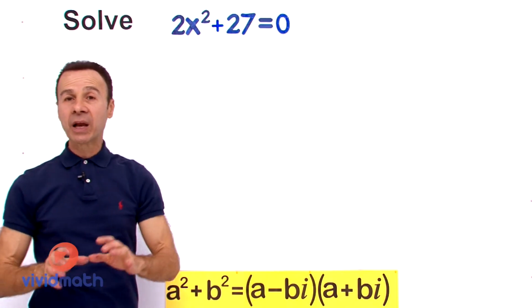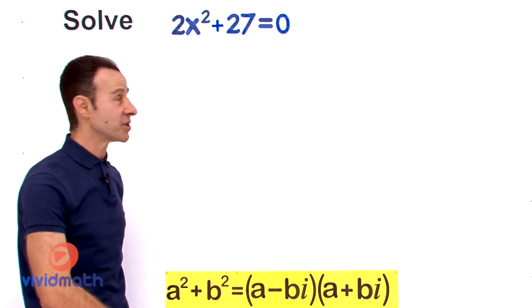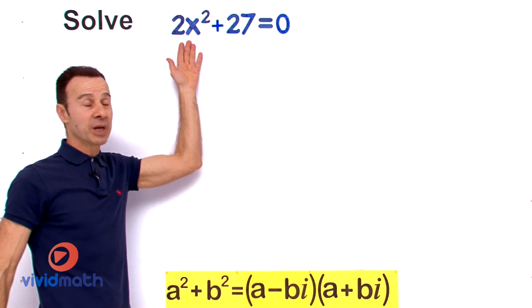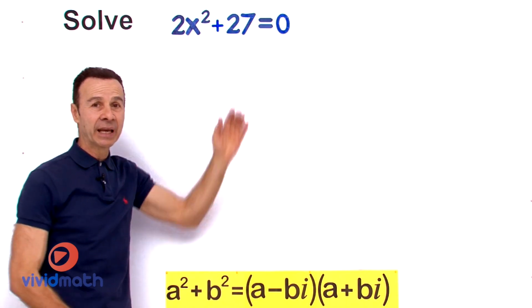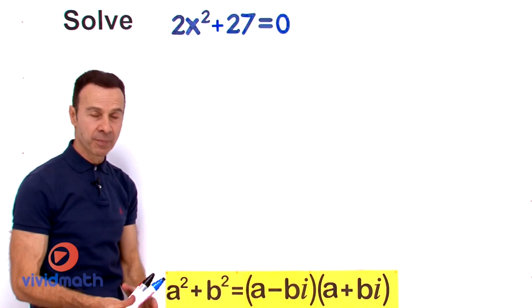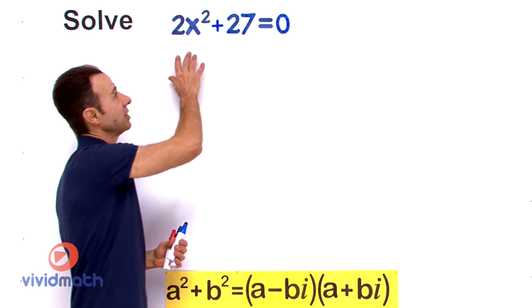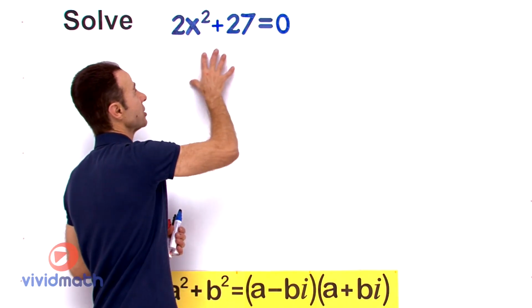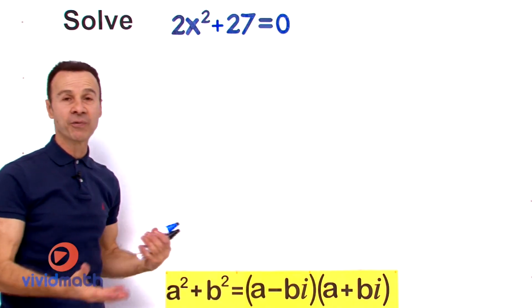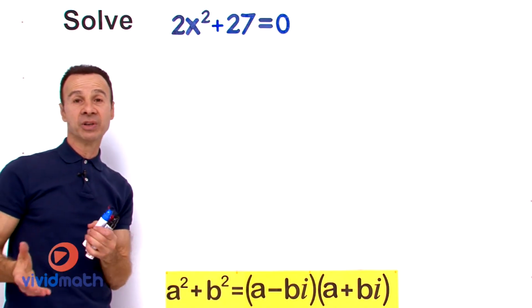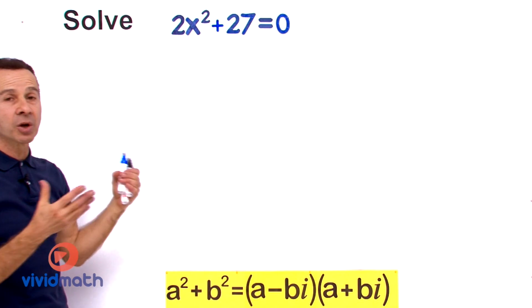Okay, we're solving equations with complex numbers. In this instance, we have 2x squared plus 27 equals 0. Now, one of the first things I usually do is start to factor it, so I can find a way to put it into a formula like the sum of two squares or the difference of two squares. In this instance, it's going to be a bit challenging.